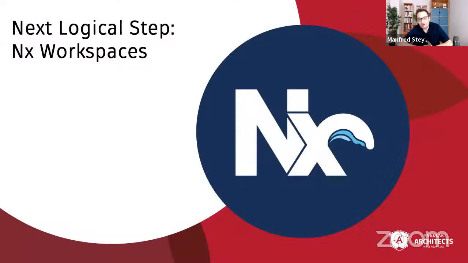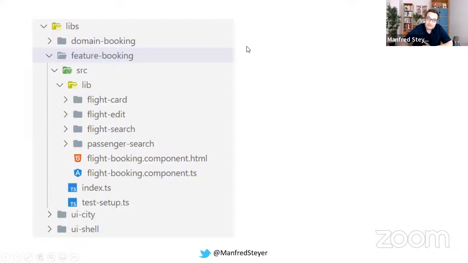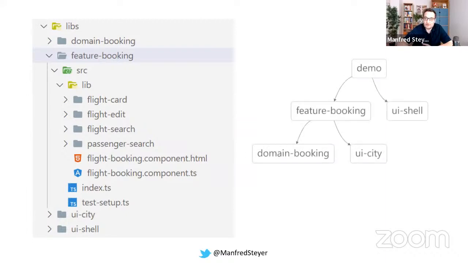The next logical step, however, would be to migrate to something like NX, to an NX workspace. The good message here is that NX can very nicely subdivide your overall application into little tiny libraries that don't need any NgModules anymore. However, they give you a lot of additional features like a dependency graph showing you which library is interconnected with which other libraries. That's important to gain an overview, but also to make sure that not everything is intermingled with everything else.